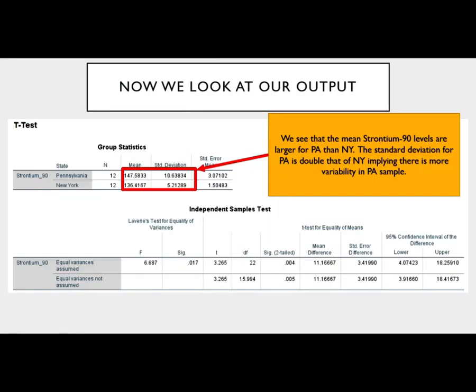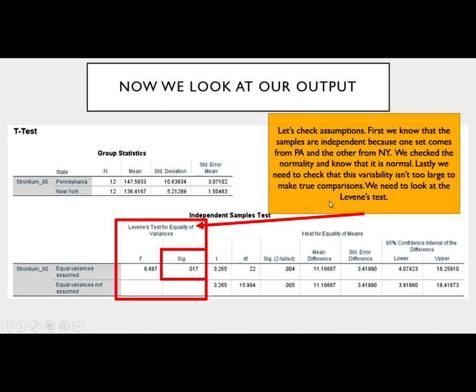All right, so we get our output. And the first thing we get is our descriptive statistics, and we can see that the Pennsylvania group is larger than that of the New York group, their average strontium levels. And we also see that the standard deviation for Pennsylvania is double that of New York, implying that there's more variability in the Pennsylvania sample.